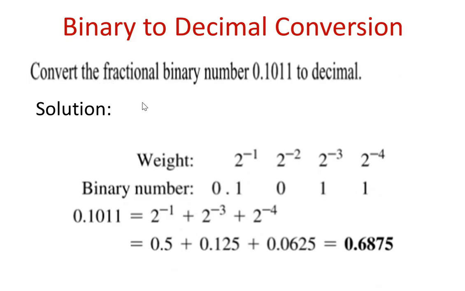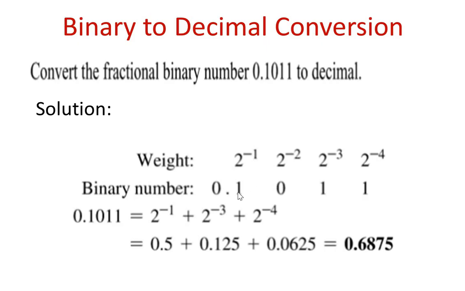Here we are converting a fractional binary number to decimal. This is also the same as the previous one. Here also we are writing the binary number 0.1011. Here too we are writing the weights for this fractional number. Since it is a fractional number, after the decimal point we have to represent the position of the bit in terms of negative powers of 2. So after the decimal point we represent it as a negative power, that is in decreasing order from left to right.